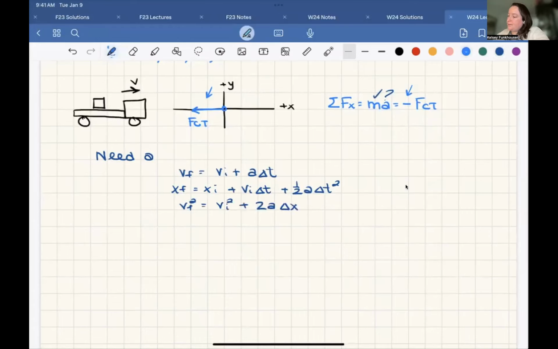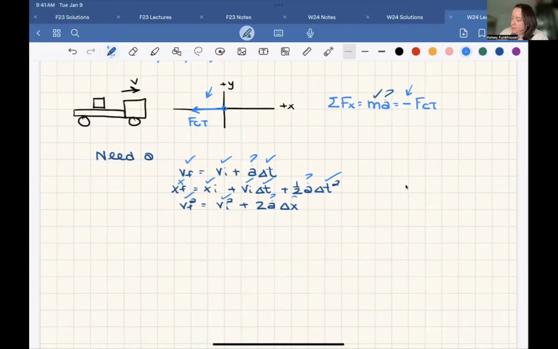So let's look at these. Okay, we know v final, v initial, and t, we want the acceleration, so that's good. We don't know x final. Technically, we can say x initial is 0. We know this, we know that, we know that. So that's two unknowns.